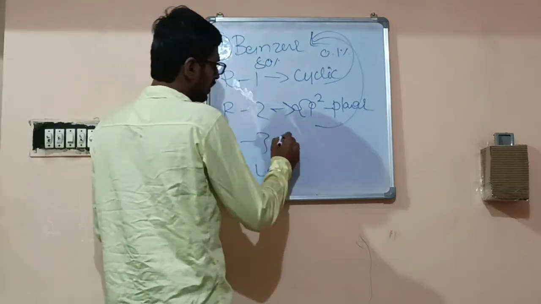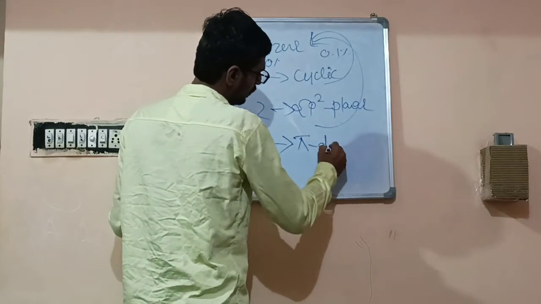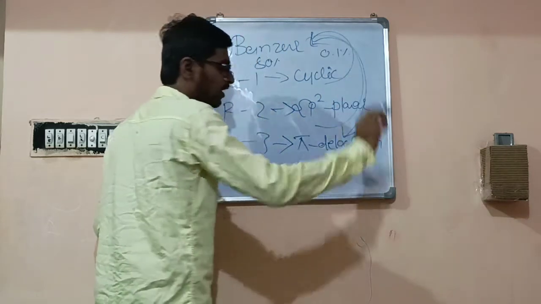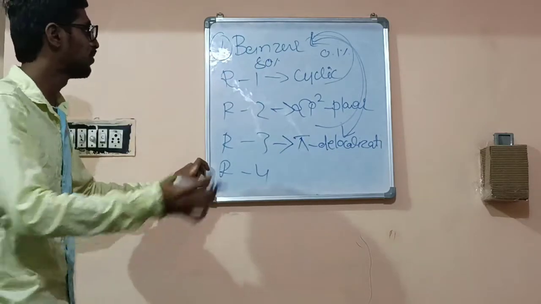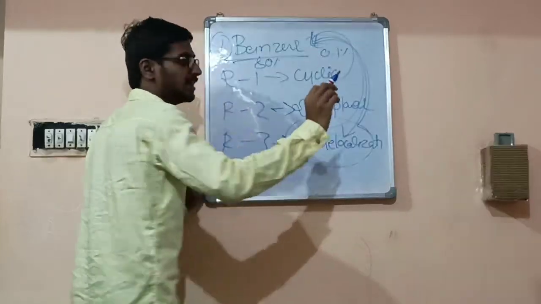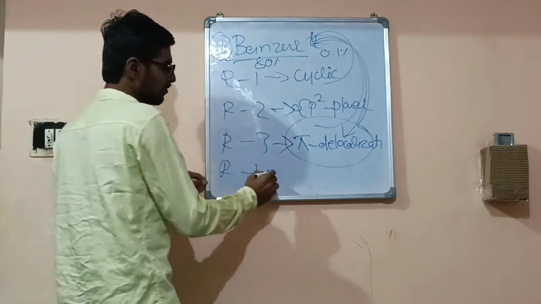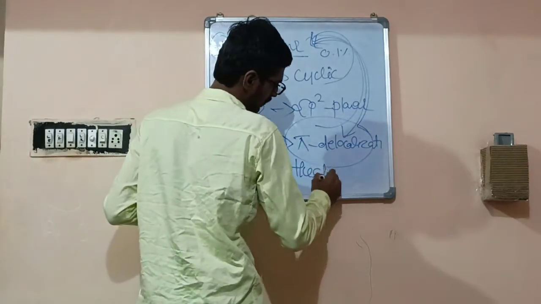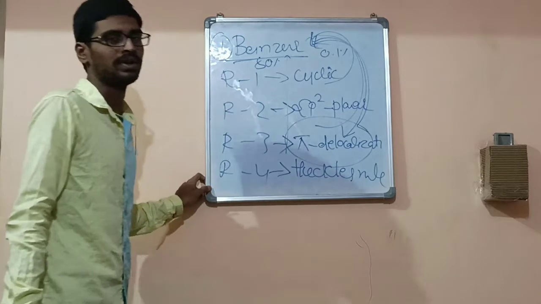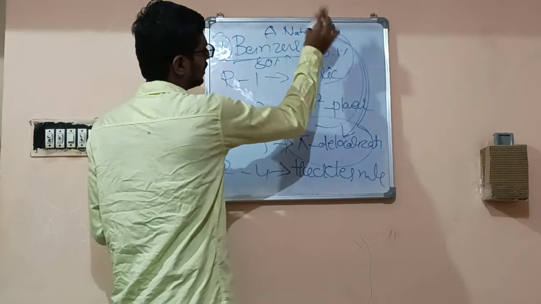And the third rule is delocalization of pi electrons. If this compound contains pi electrons that are delocalized, as in benzene, then it nearly belongs to the aromatic nature. Then the fourth rule is Huckel's rule. If it satisfies Huckel's rule, then it is called a complete aromatic hydrocarbon, and it is completely aromatic in nature.